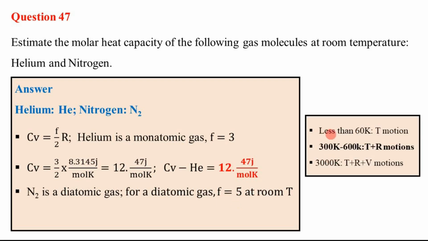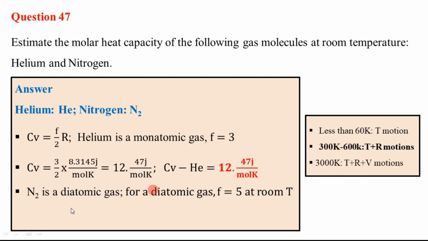If you have a temperature which is around or less than 6 Kelvin, in this case we have only translation motion. When we are at room temperature, between 300 Kelvin and 600 Kelvin, we have only translation and rotation motion. So because they are saying at room temperature, we need to use 5, the translation motion plus rotation motion. And if the temperature increases, the vibration motion only becomes active at around 3000 Kelvin.